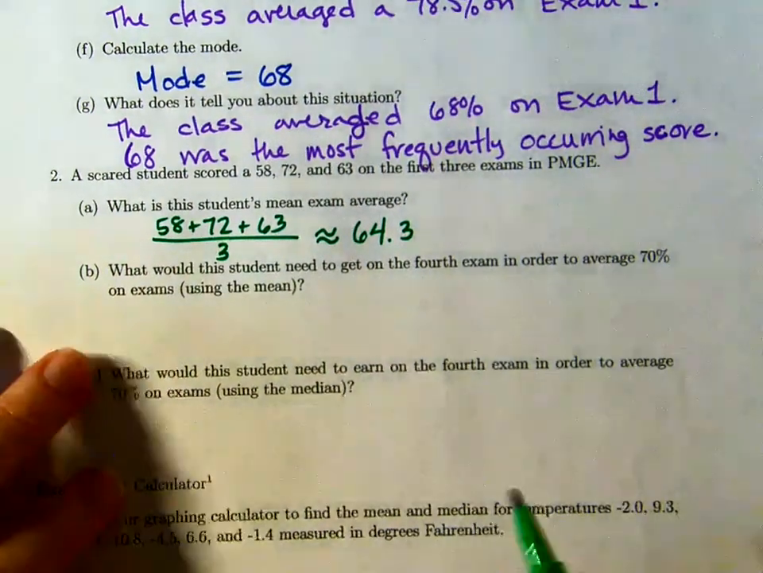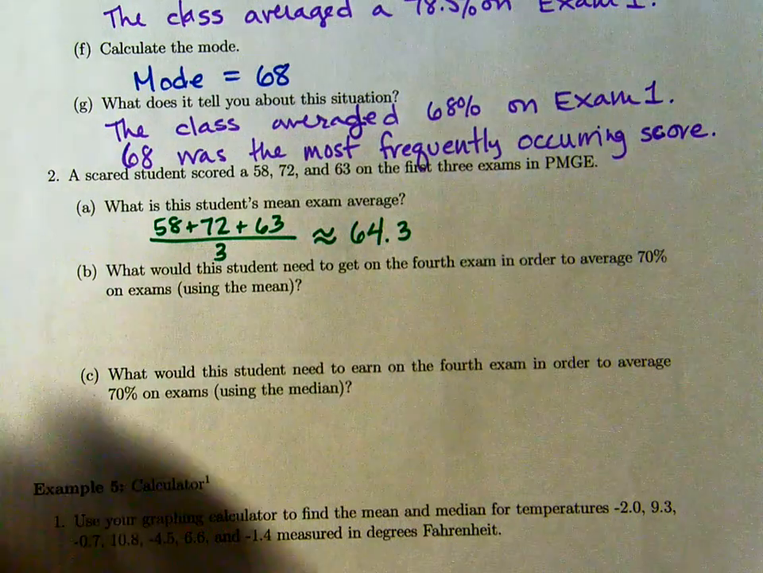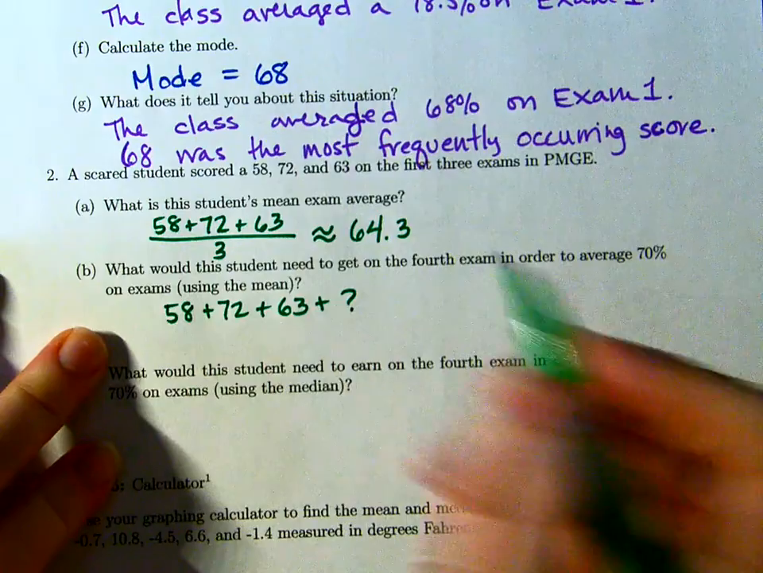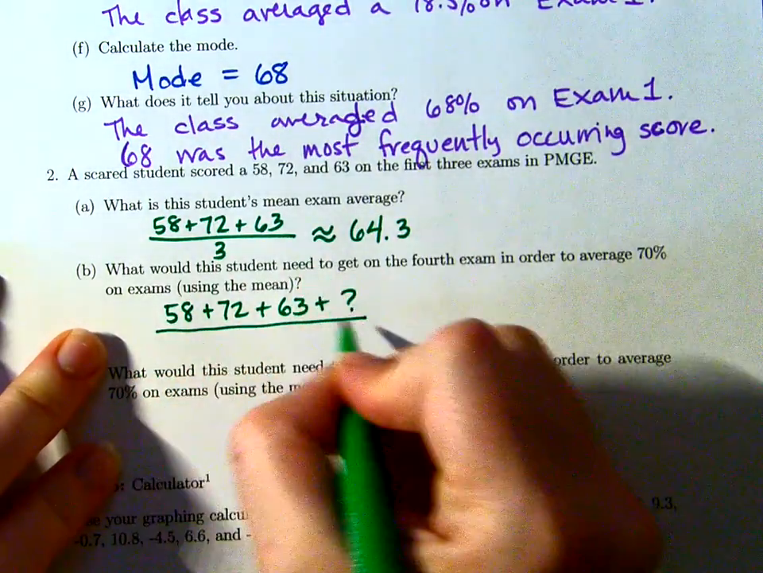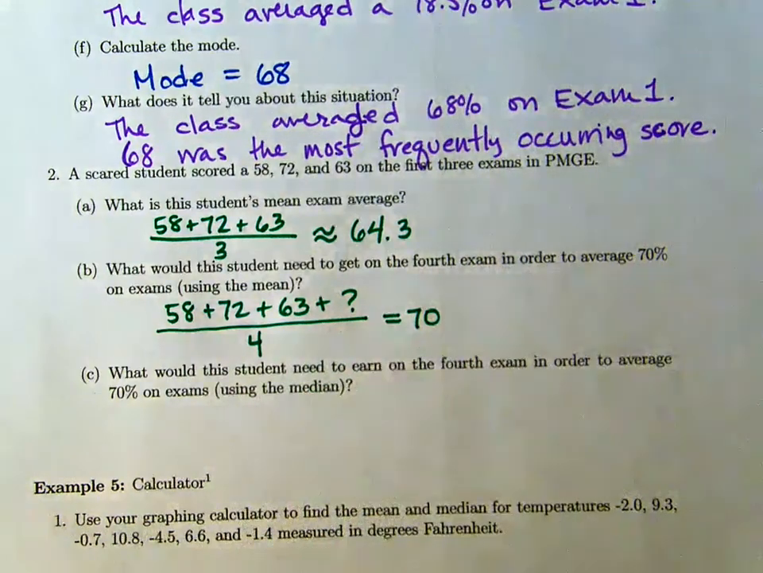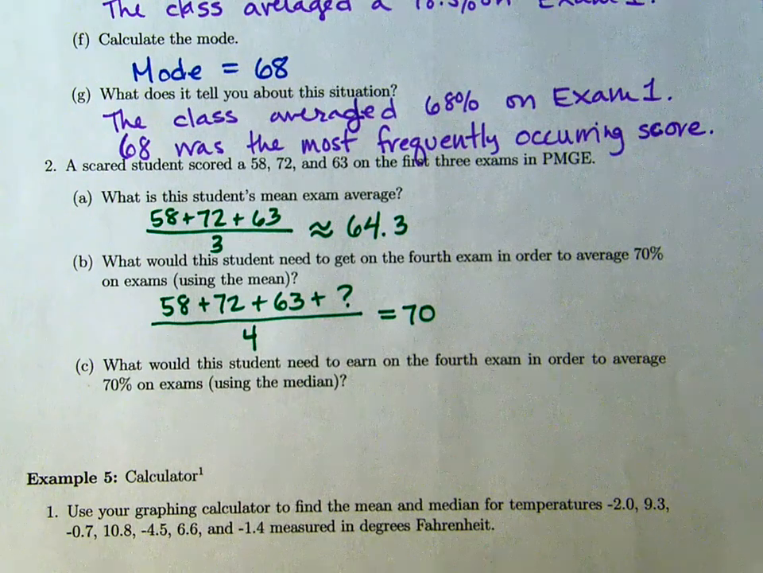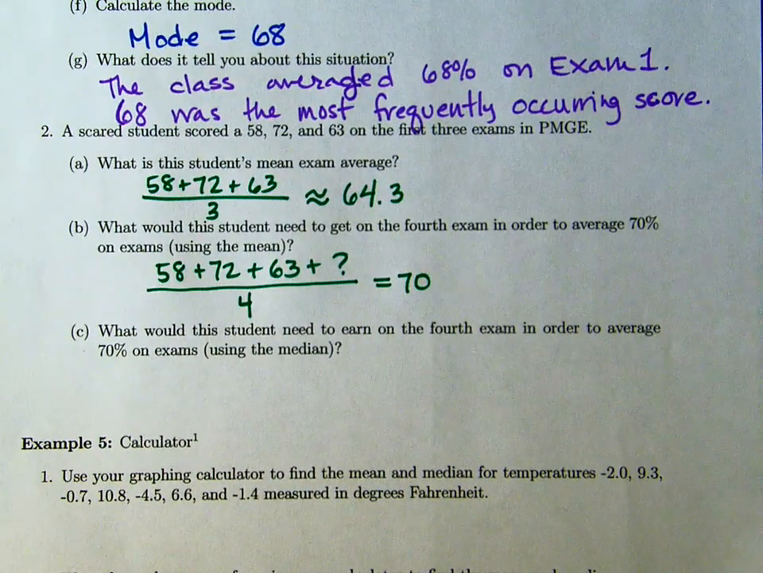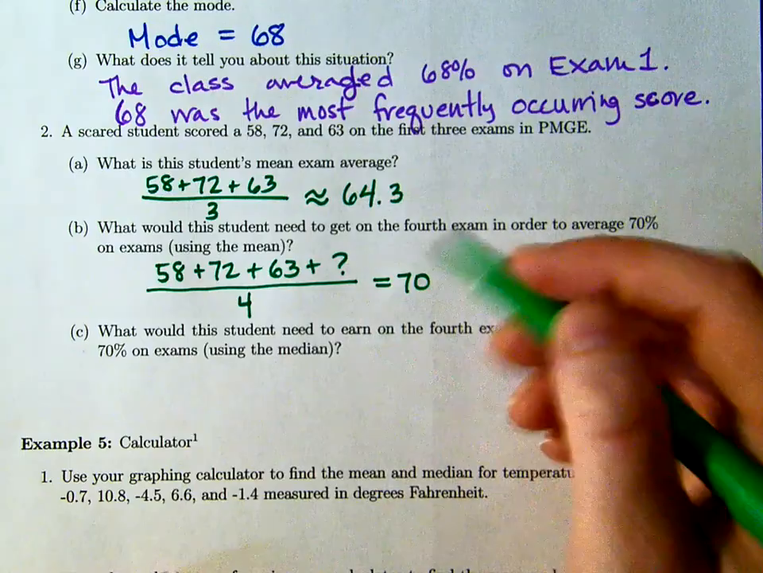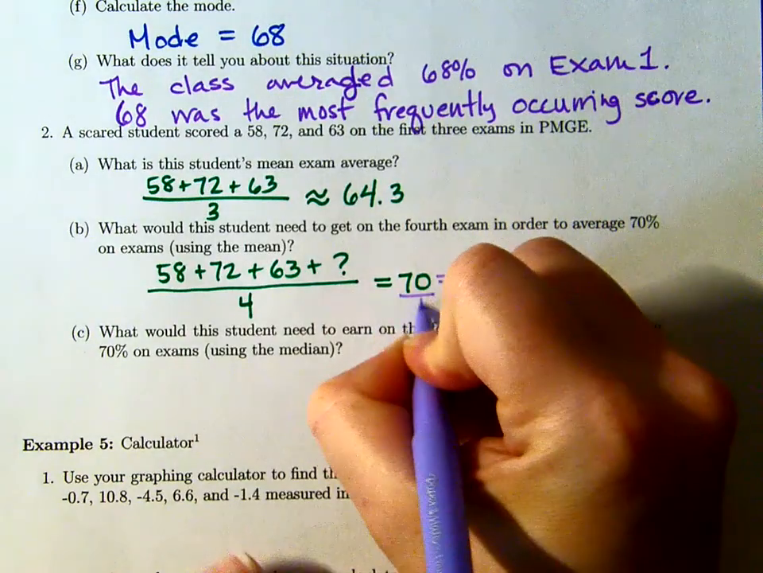Okay, well, that would mean that their average would be computed by taking 58, 72, 63, and some other score. And then that average would actually be out of 4 exams instead of 3. And we would need that to equal a 70%. Right now, you could use guess and check in order to find this 4th score. But I know that this can be written as an equivalent fraction. So I'm going to use my fraction knowledge in order to work this out.